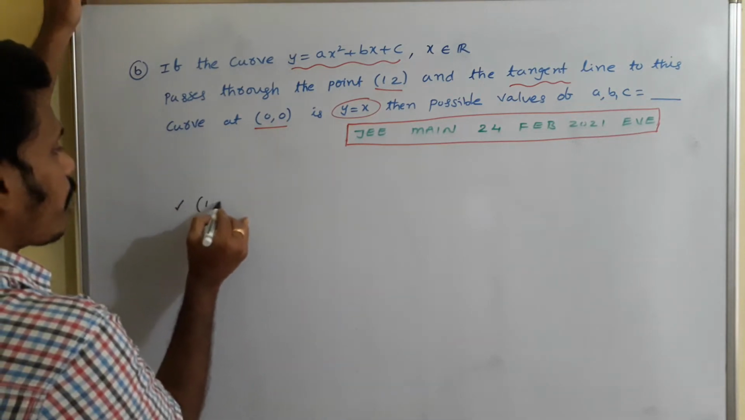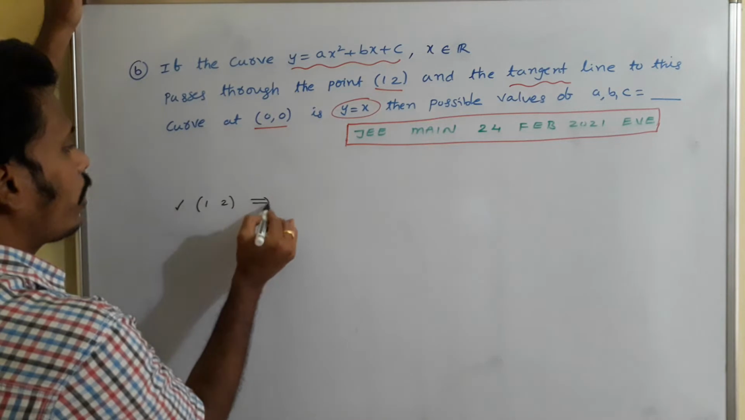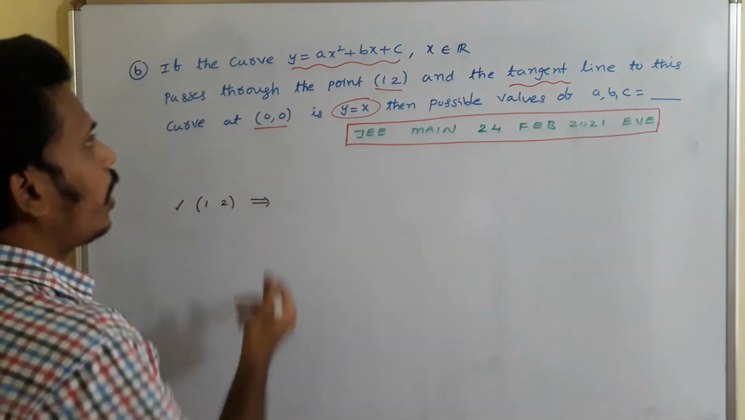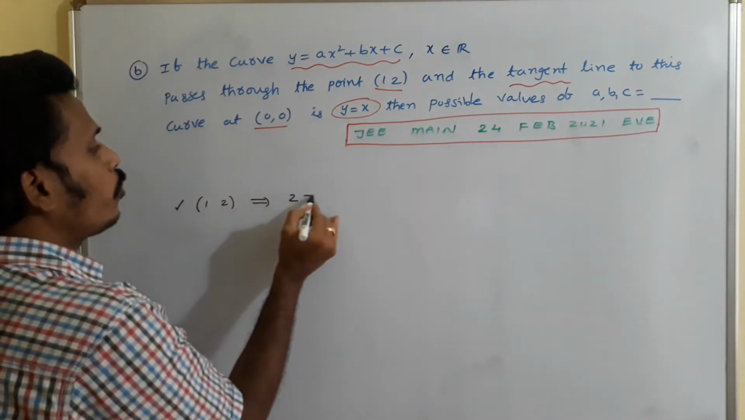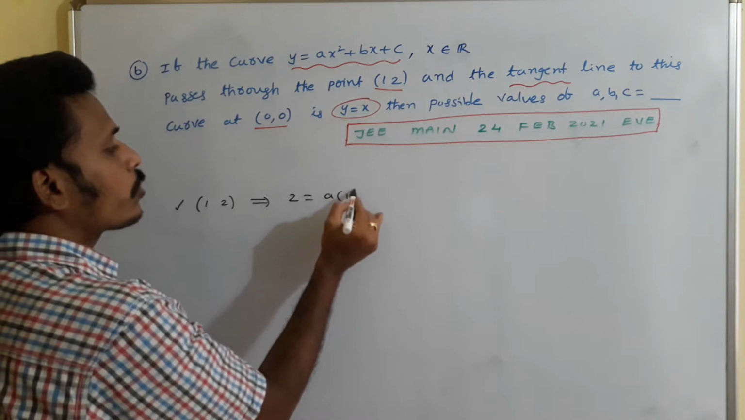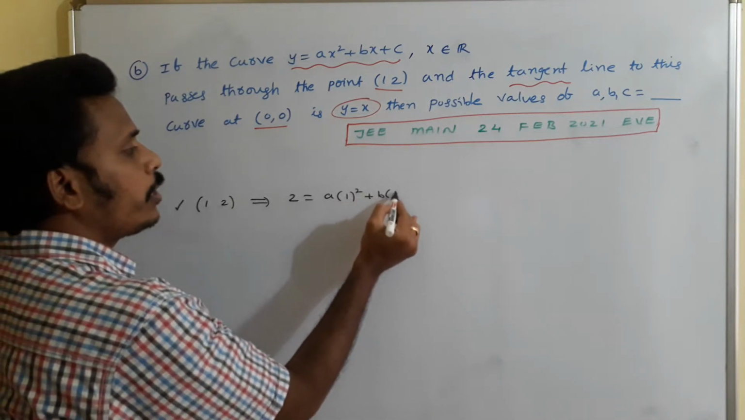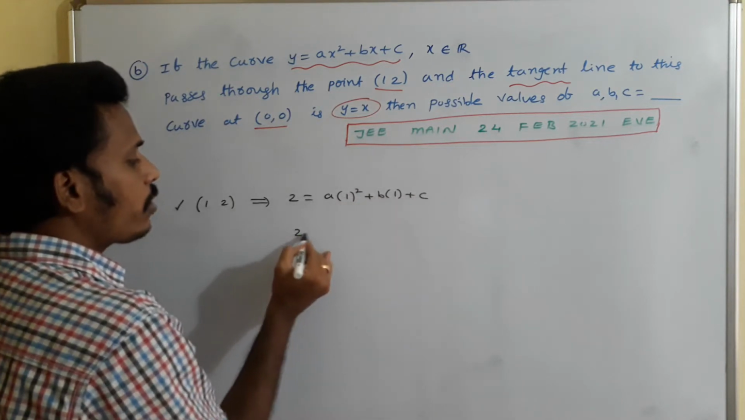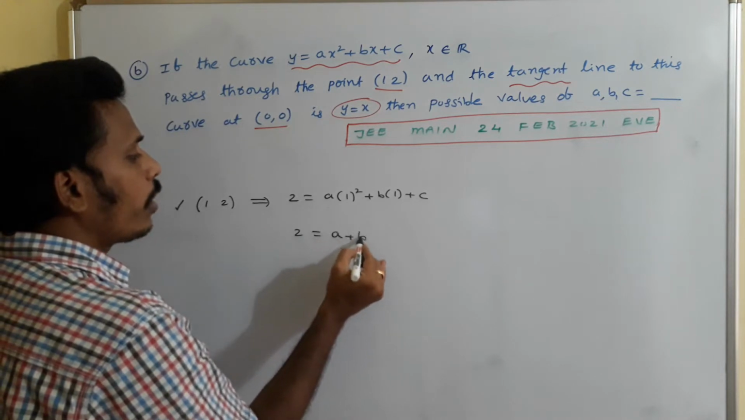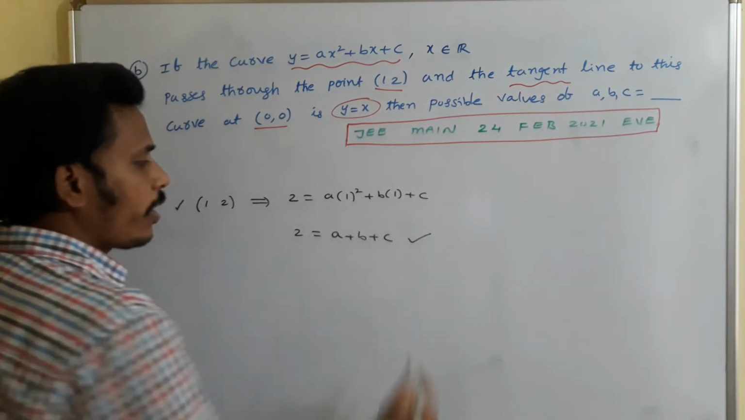One relation is very clear. Since the curve is passing through the point (1, 2), we need to substitute that point in the curve. So replace y with 2, x with 1: 2 equals a into 1 square plus b into 1 plus c. Why? Because the point (1, 2) is on the curve. So this is one relation.